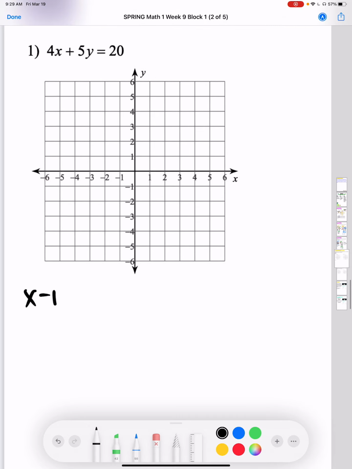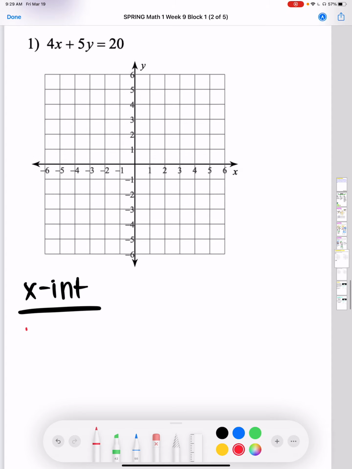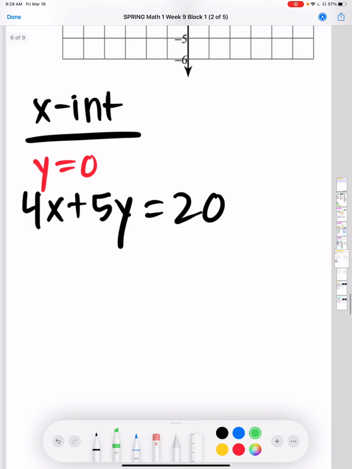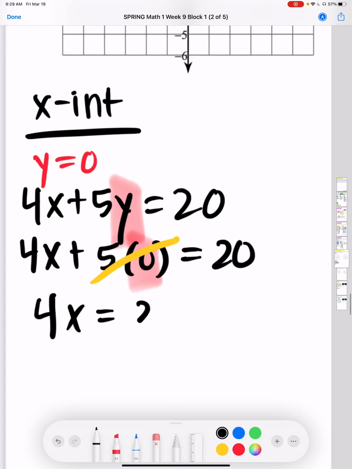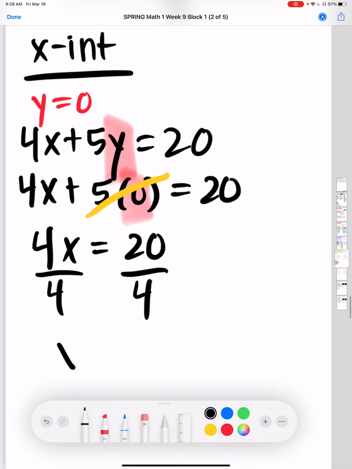So I'm going to calculate my x-intercept. So I'm going to make sure I set y equal to 0. And then I'm going to substitute into my equation. So I'm going to have 4x plus 5y is equal to 20. I know y is equal to 0, so I'm going to plug in there. So I'm going to have 4x plus 5 times 0 is equal to 20. All right, anything with a 0 is gone. I'm left with 4x equals 20. I'm solving for x, divide both sides by 4, and I get x equals 5.